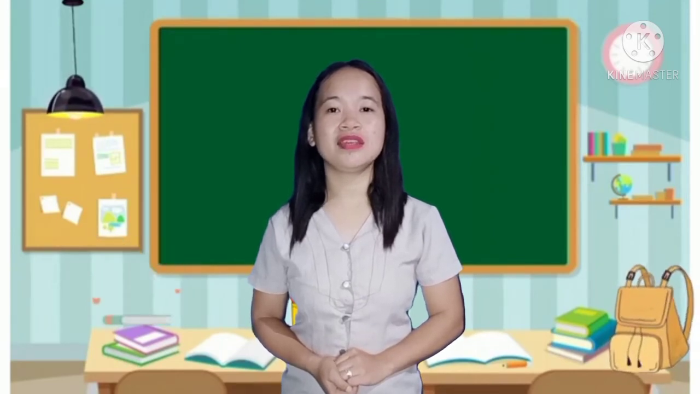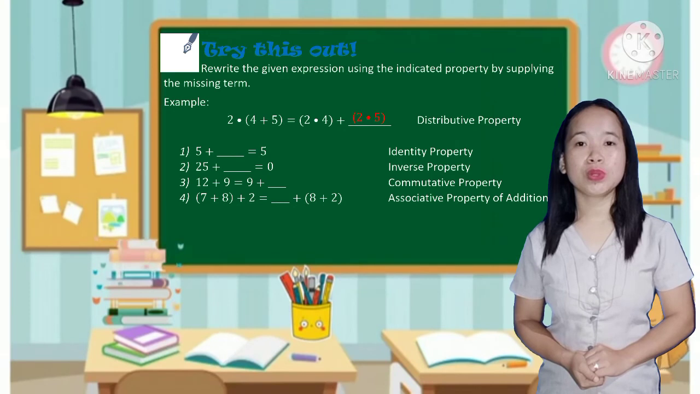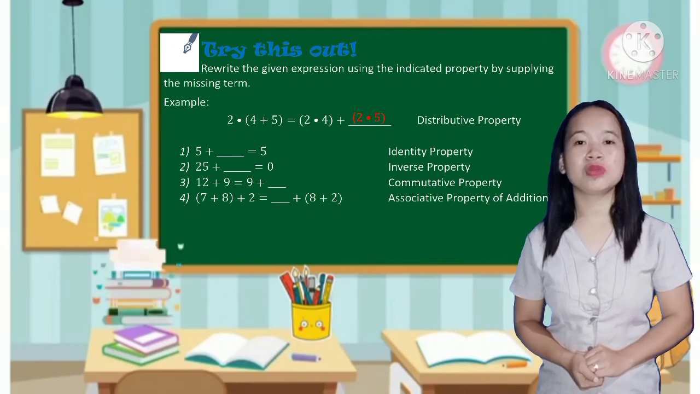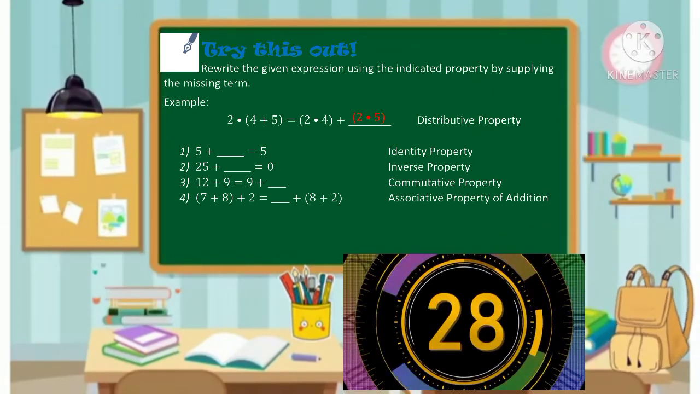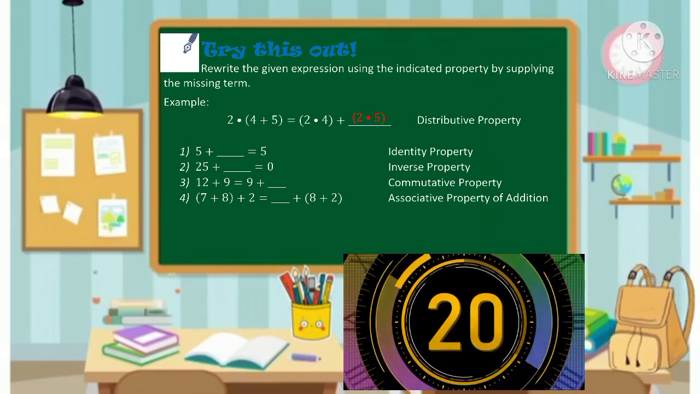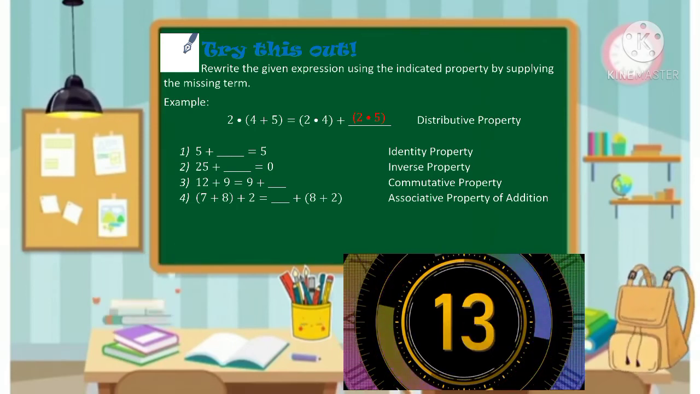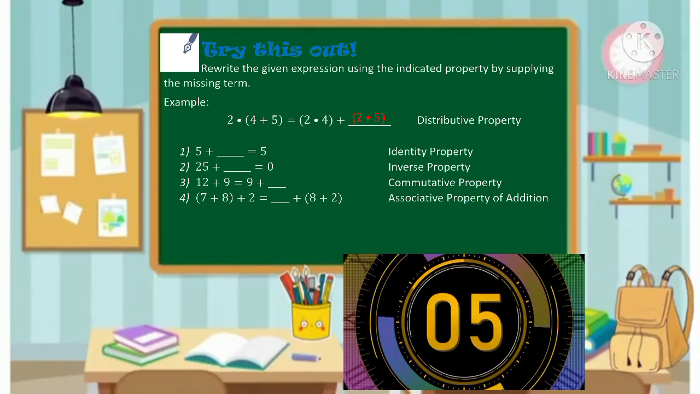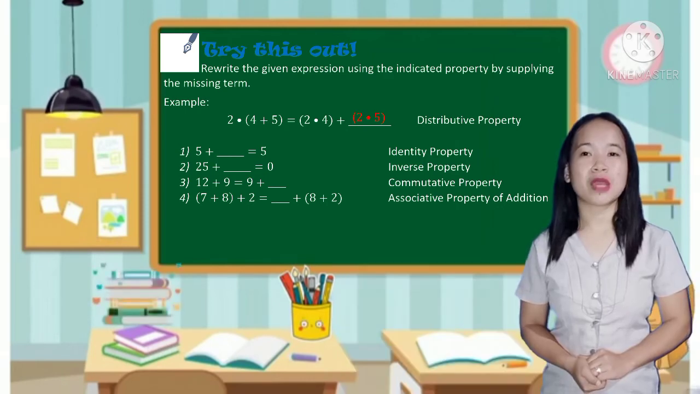All you have to do is to rewrite the given expression using the distributive property by supplying the missing term. You have there an example. 2 times the sum of 4 and 5 is equal to 2 times 4 plus blank. So using the distributive property, the answer is 2 times 5. I will give you 30 seconds to answer. Time is up. So let's check.